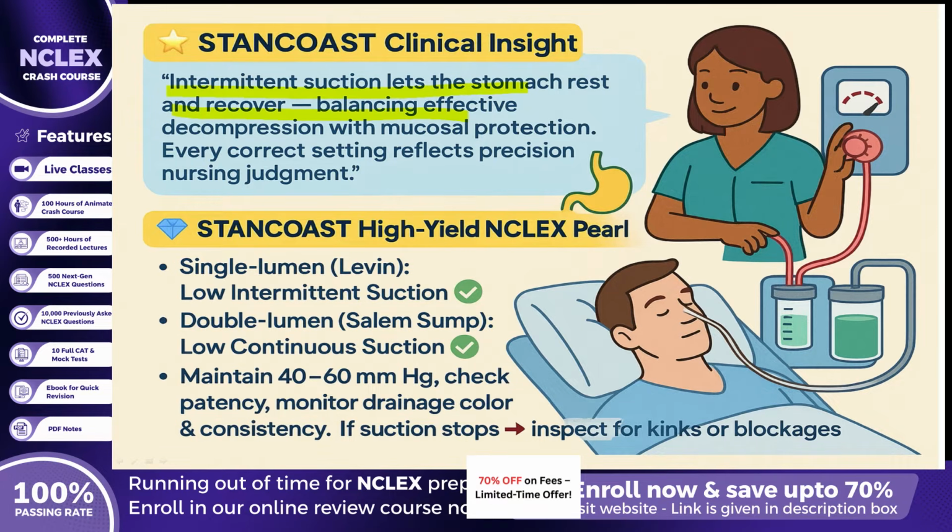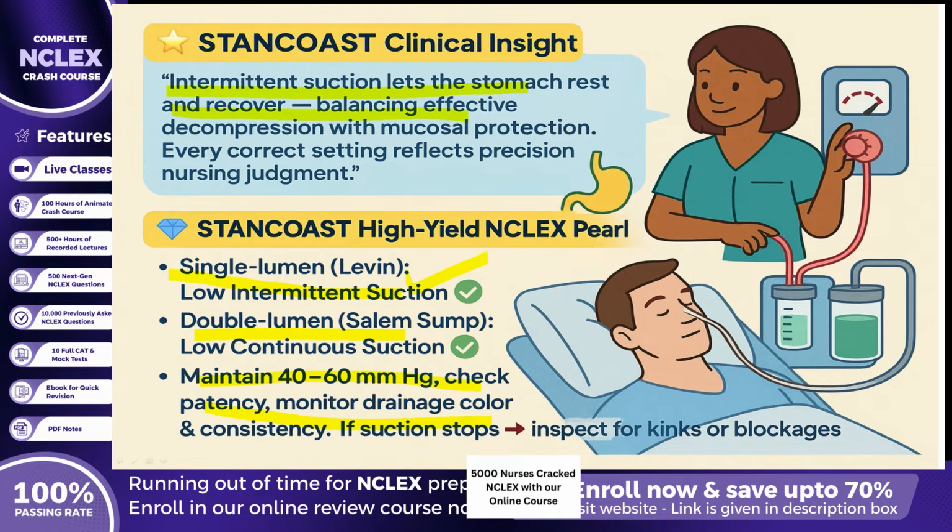Moving forward to the Stancoast high-yield NCLEX Pearl, always remember, a single lumen Levin tube requires low intermittent suction, while a double lumen Salem sump tube can safely use low continuous suction. Maintain suction pressure between 40 and 60 millimeters of mercury. Check tubing patency regularly and assess the color and consistency of drainage. If suction output suddenly stops, always check for kinks or blockages before adjusting the pressure.